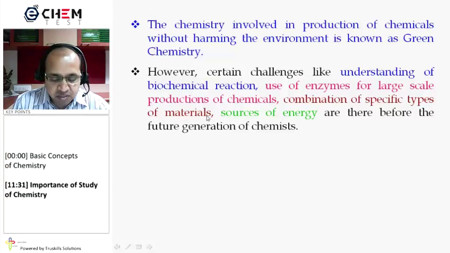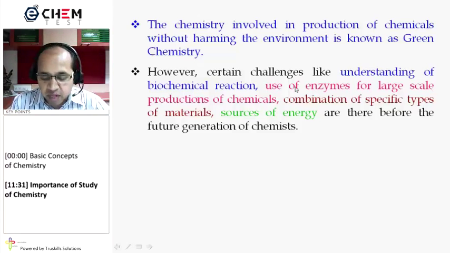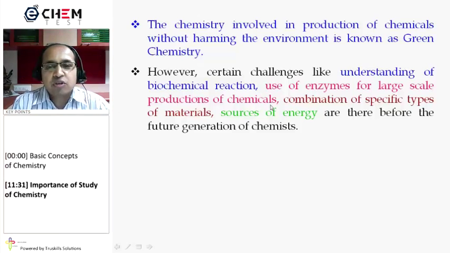However, certain challenges like understanding of biochemical reactions, use of enzymes for large-scale production of chemicals, combination of specific types of materials, and sources of energy are there before the future generation of chemists. Understanding of biochemical reactions: how photosynthesis occurs and chlorophyll is used in that reaction, how food is digested and blood is prepared from that, how various kinds of enzymes are used in the production of chemicals. These are the different challenges before the chemist.